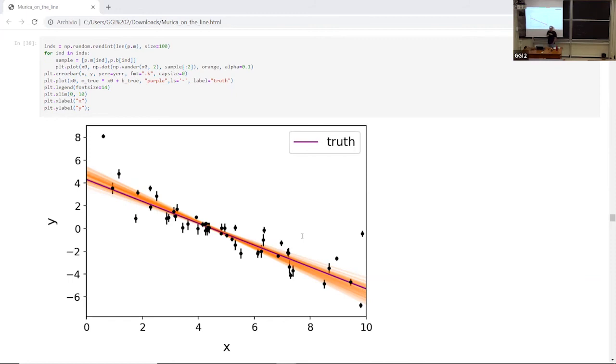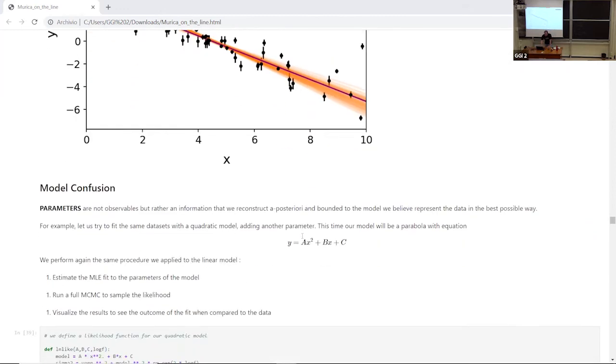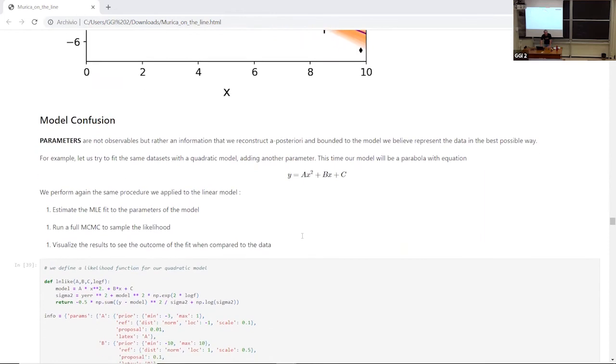So this creates a problem, because what happens if I fit a higher order model like a quadratic model or something else? Will I still get this solution? Can I understand, fitting a quadratic model to the data, that it's a linear model instead? And the answer is no.